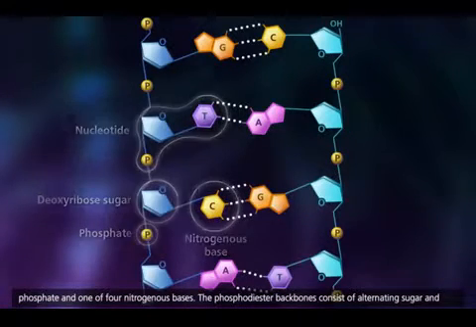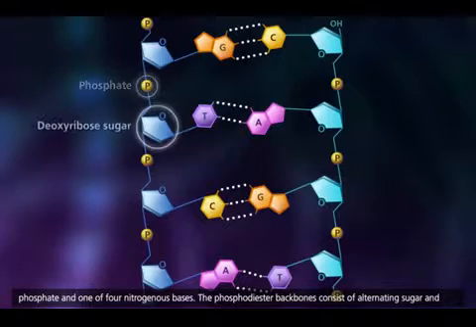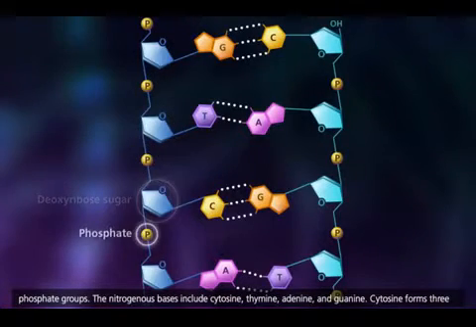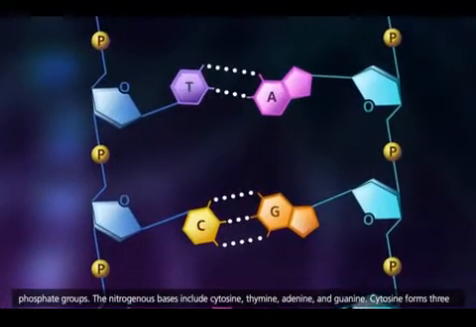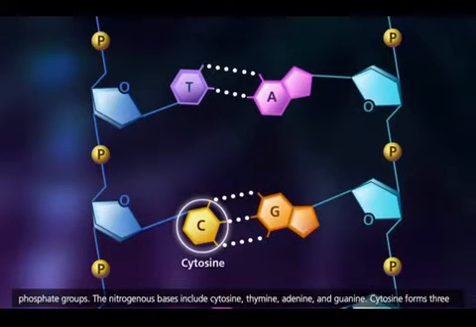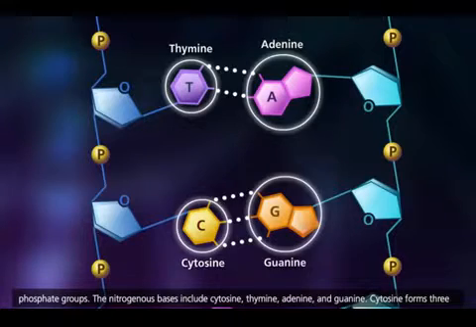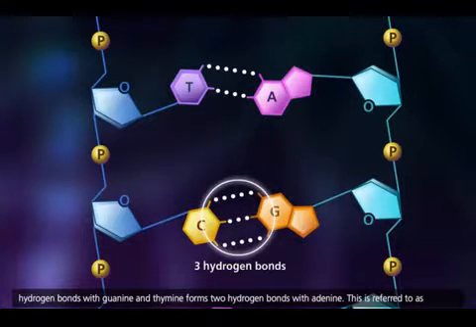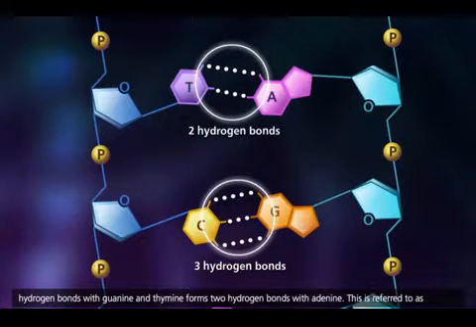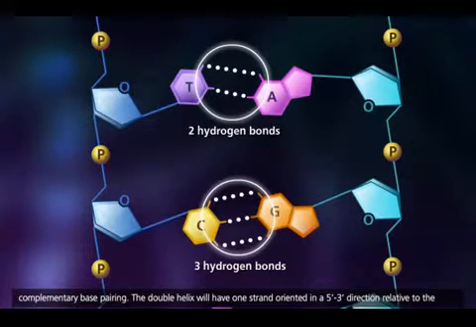The phosphodiester backbones consist of alternating sugar and phosphate groups. The nitrogenous bases include cytosine, thymine, adenine, and guanine. Cytosine forms 3 hydrogen bonds with guanine, and thymine forms 2 hydrogen bonds with adenine. This is referred to as complementary base pairing.